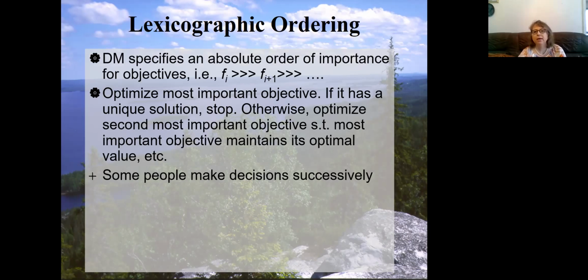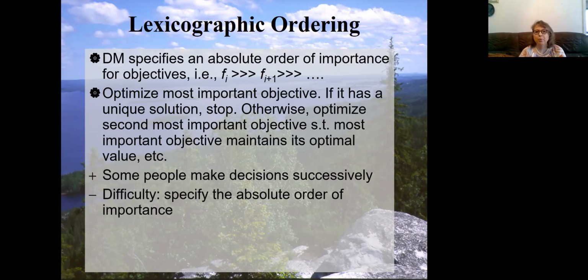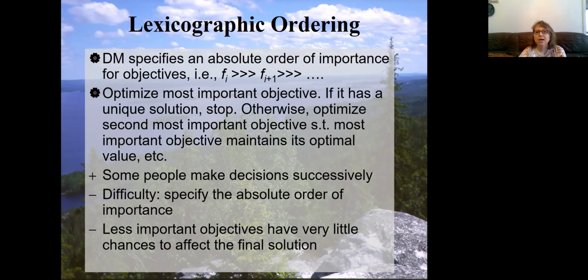Some people like making decisions this way, but this is really rough because this absolute order of importance is not always easy to provide. And on the other hand, it is very likely that these less important objective functions would not be playing any role in the solution process. But anyway, even though they are not all equally important, they might still have some relevance in the solution. So this is kind of rough, and trading off is impossible because the starting point is this absolute order.